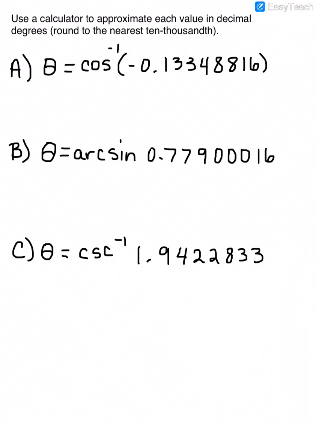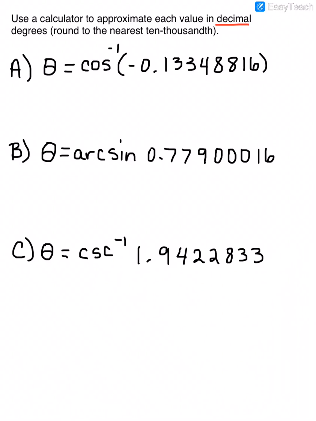Alright, this says use a calculator to approximate each value in decimal degrees and round to the nearest 10,000th. If you'll notice on your calculator, the same button has cosine and cosine inverse. You just have to press that button twice to get to cosine inverse. And since this has theta in front, we are going to be in decimal degrees.